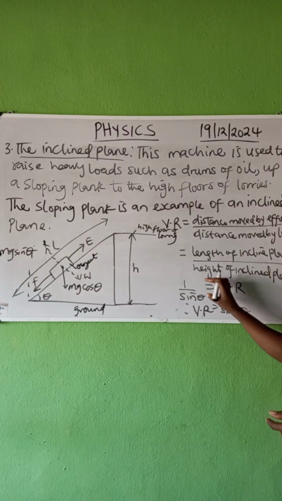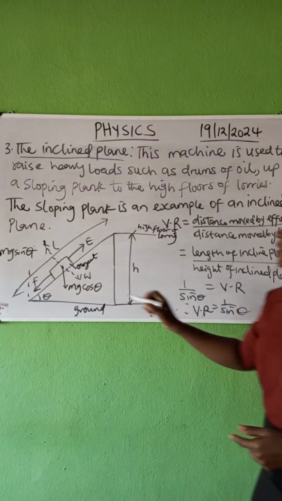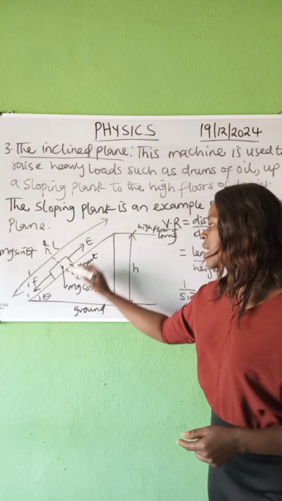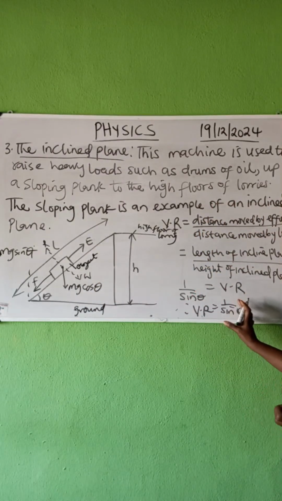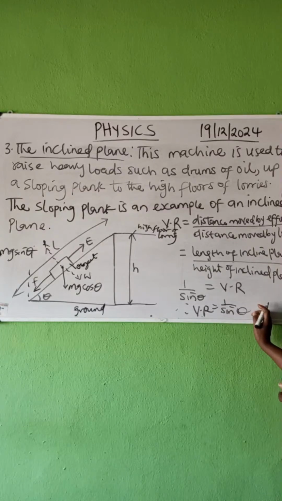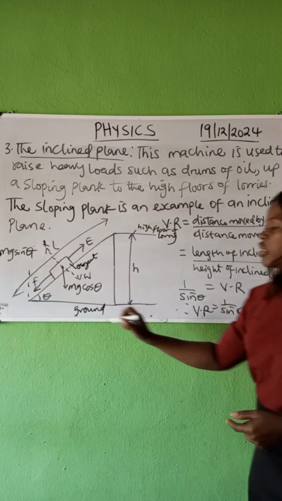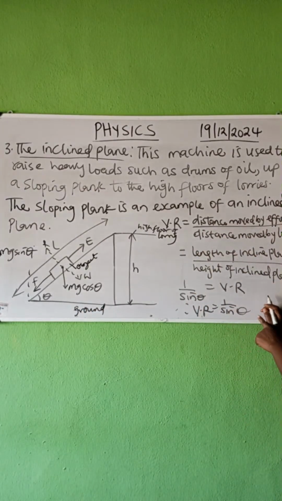So this is the opposite of sine, and sine is what? Opposite over what? Adjacent, right? Sine is opposite over what? Hypotenuse. But because it is opposite of it, it becomes the inverse of sine. So VR is equal to 1 over sine what? Theta. That is, in case you are given the angle of an inclined plane, the angle at which the plane is inclined, and you have to find the velocity ratio, you can use this formula to get it.